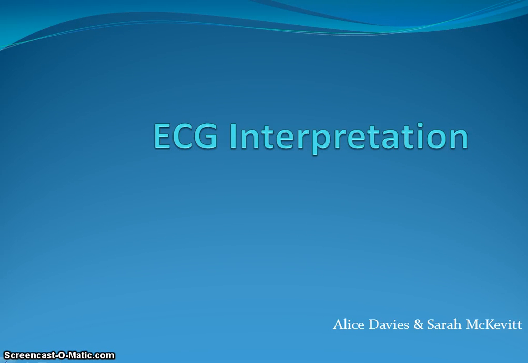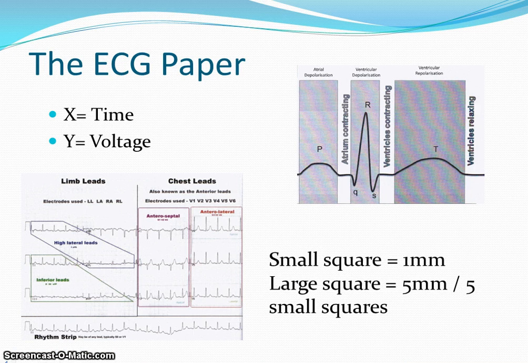This presentation is on ECG interpretation. All ECG graphs have an X and Y axis. The X-axis is seen along the bottom of the graph and the Y-axis is what is seen along the side. On the ECG recording, every small square is 1 millimeter in length and every large square is 5 small squares or 5 millimeters in length.